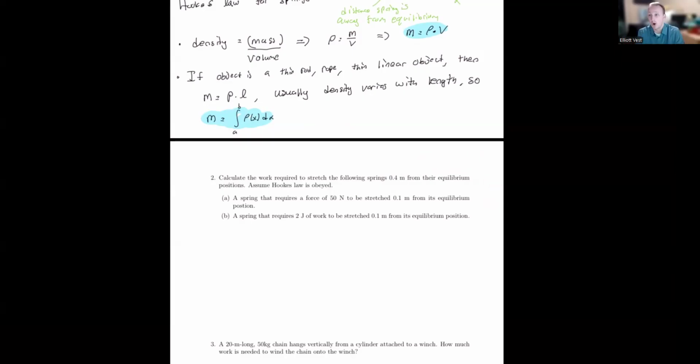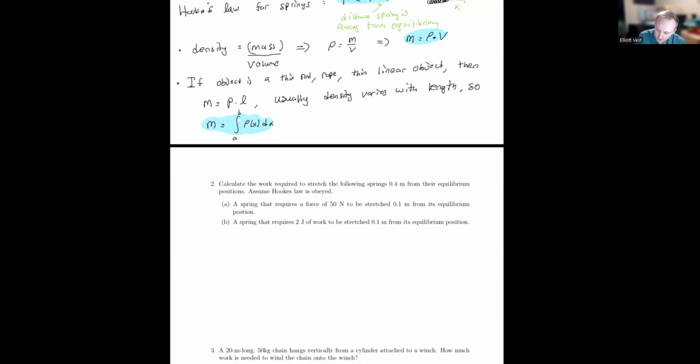So units in general are our friends. Make sure you keep track of them. A spring that requires a force of 50 units to be stretched 0.1 meters from its equilibrium position. That just sounds like a mouthful. It's like, oh, how do we even figure this out? Well, what are we trying to find? We're trying to calculate the work.